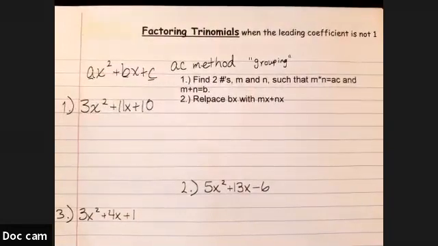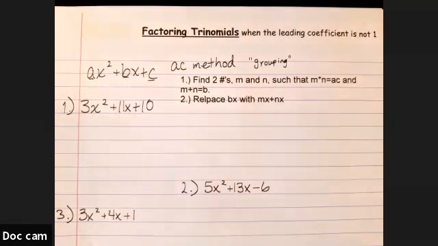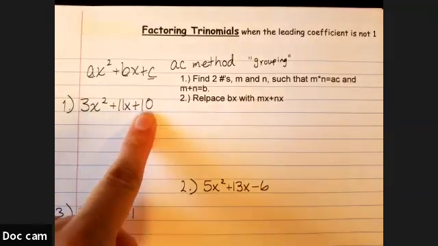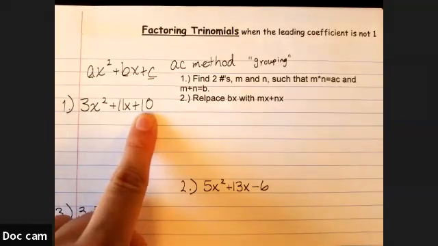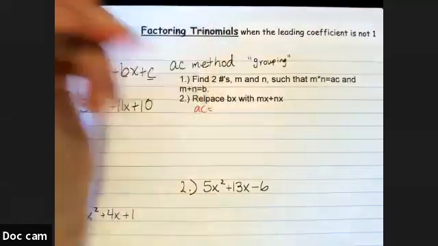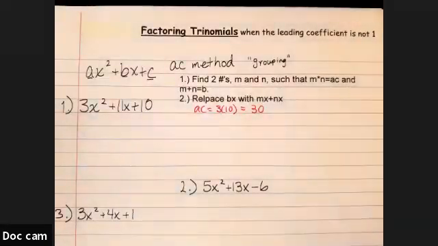Okay. So if you were going to do the AC method, A is the leading coefficient. That's the number that's in the front. And then C is the constant term on the end. So AC means you're going to multiply the A times the C. In that case, it would be 3 times 10, which would equal 30. Then you're going to look for what two numbers would multiply to 30 and add up to 11.